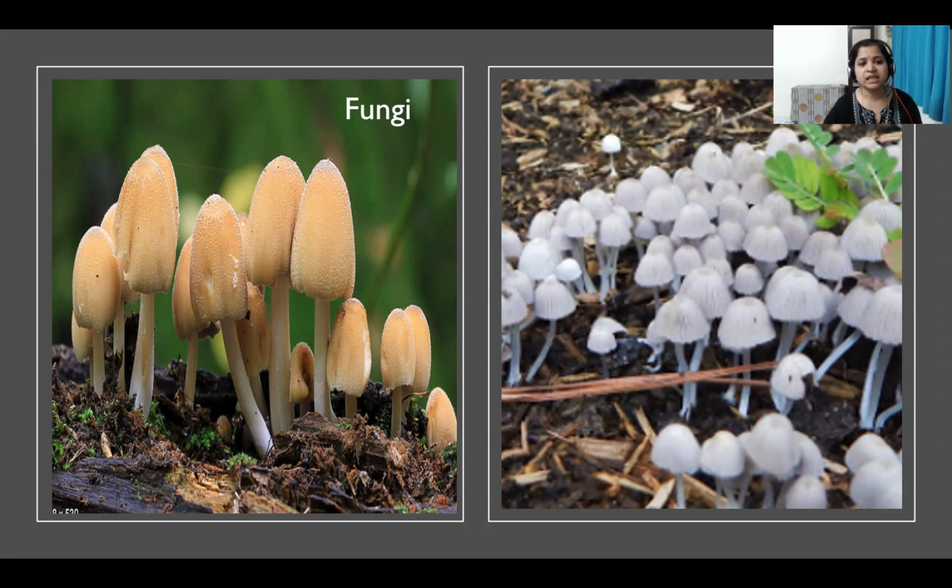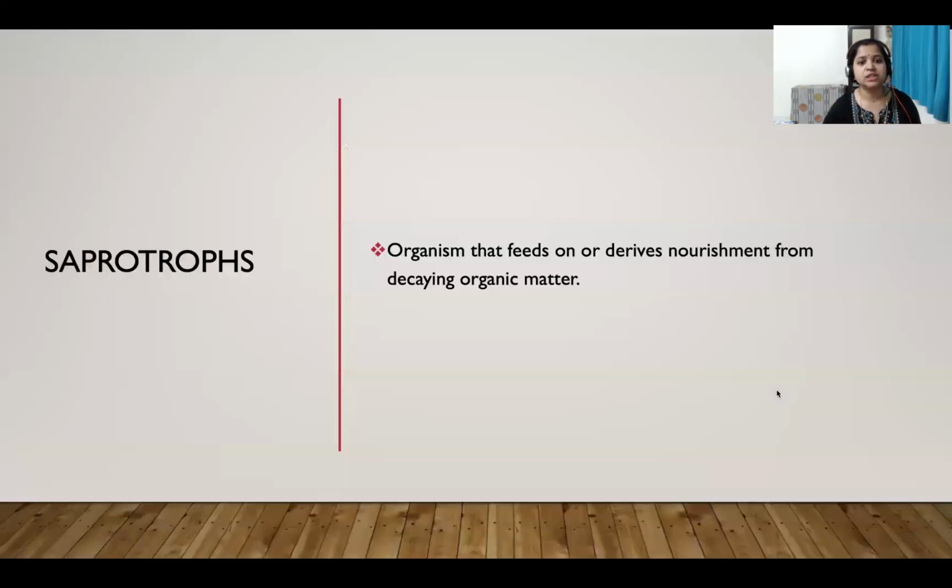So you can see they don't have chlorophyll, so they cannot do photosynthesis. They derive their nutrition from the dead and decomposed body parts of plants and animals, and those are called saprotrophs or saprophytic plants.